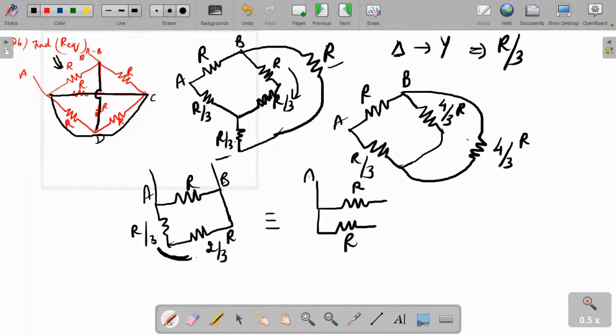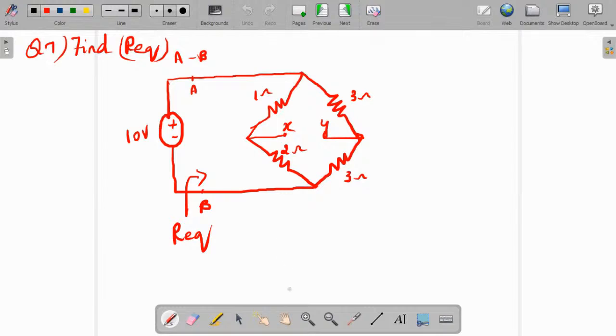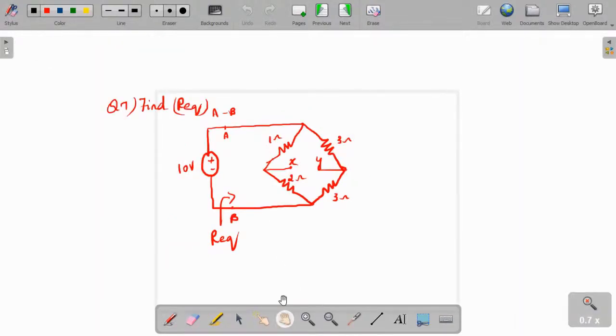Right, this is A and this is B. So now what is R equivalent? So R and R in parallel, so R equivalent is nothing but R by 2. The value of resistance divided by the number of resistances connected in parallel. R by 2. R by 3 kidayaadhu, R by 2. Next question number 7.